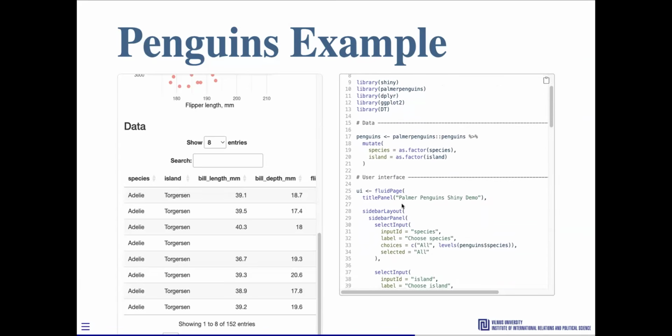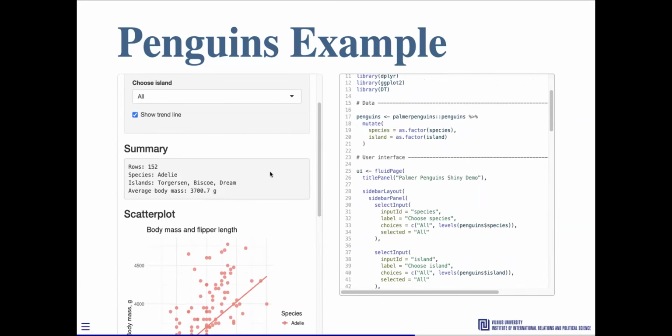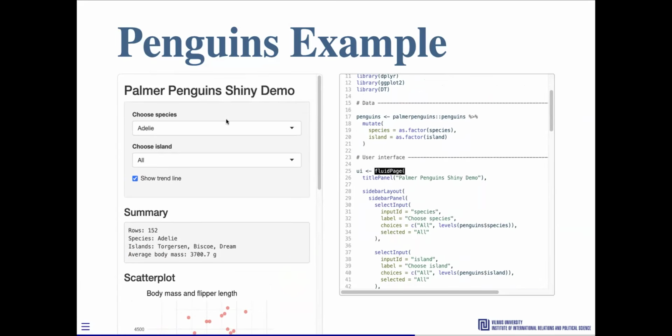Then below this, we see something that we can already start recognizing from this example. We see that we are creating first our UI object with fluidPage. And now we can inspect these options. Well, first, we have this title panel, the Palmer Penguin Shiny demo. Then below that, we have this sidebar layout.